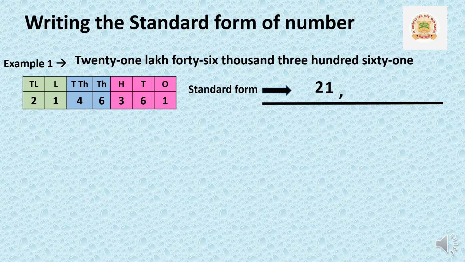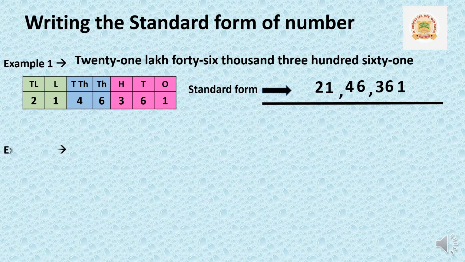Now in the thousands period, 10,000s place 4 and thousands place 6. This will become 46,000. Now in the ones period, hundreds is 3, tens place 6 and ones place 1. This becomes 361. So totally this number will be read as 21,46,361. This is the method to write the answer when the question is given in the word format.